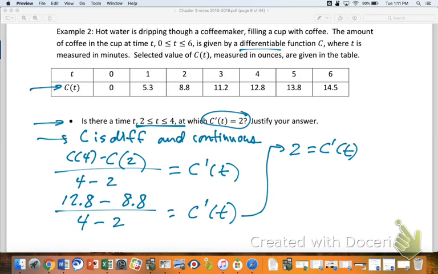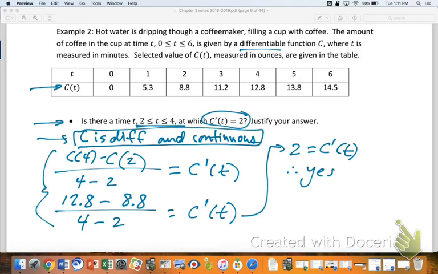And because C is differentiable and continuous, this is the speed trap project in a nutshell, isn't it? I figured out the average rate of change. And because I have a differentiable and continuous function, doesn't that mean that average rate of change has to show up instantaneously at some time on the interval? The speed trap project: you averaged 45. We know that you went 45 at some point because you don't have a teleporting car, right? So you could say, therefore, yes, there is a time. But you've got to have the conditions, and you've got to show how you figured out that average slope.